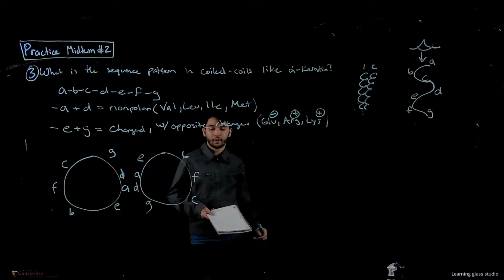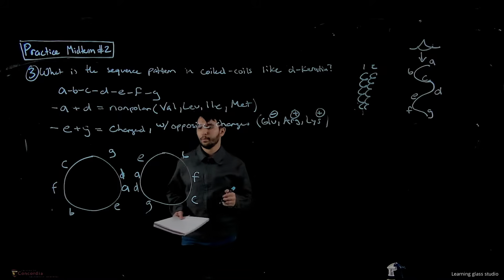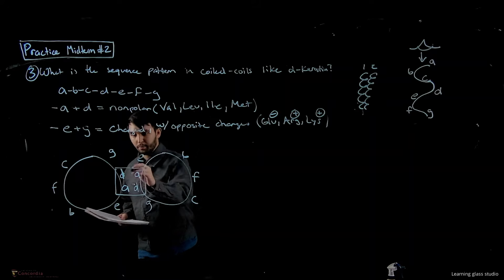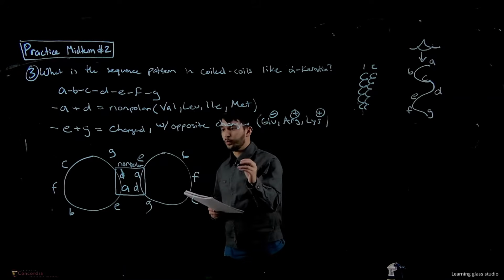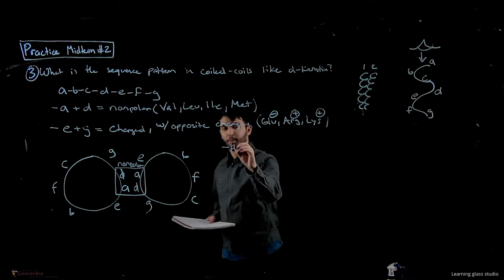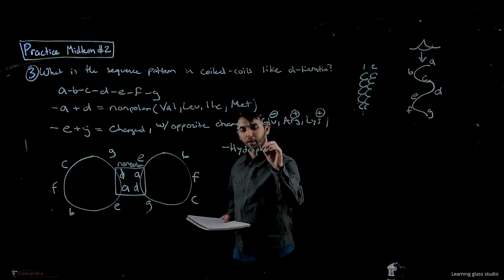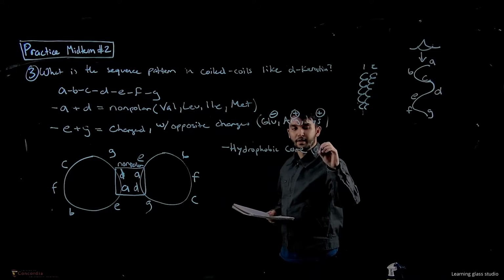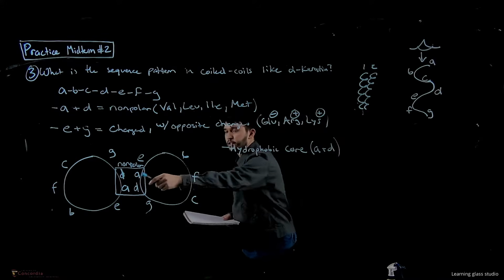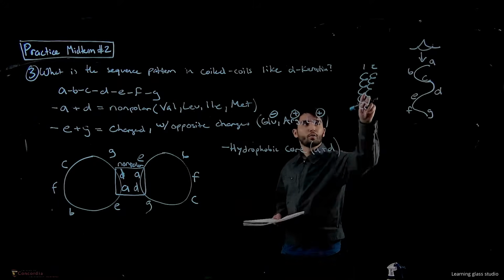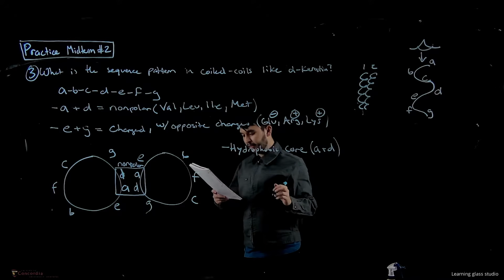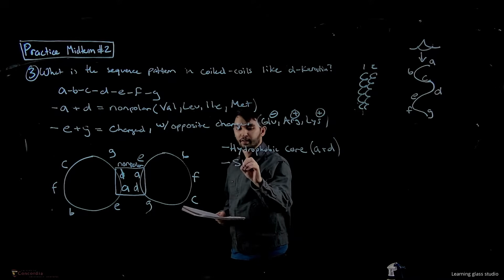All right, so let's get into what we said earlier. So A and D are nonpolar. So that means this area right here is all nonpolar. So this is what we call the hydrophobic core. And this is made up of A and D. So this is in the center of the coiled coil, so right in between the two coils. And this stabilizes through hydrophobic interactions.